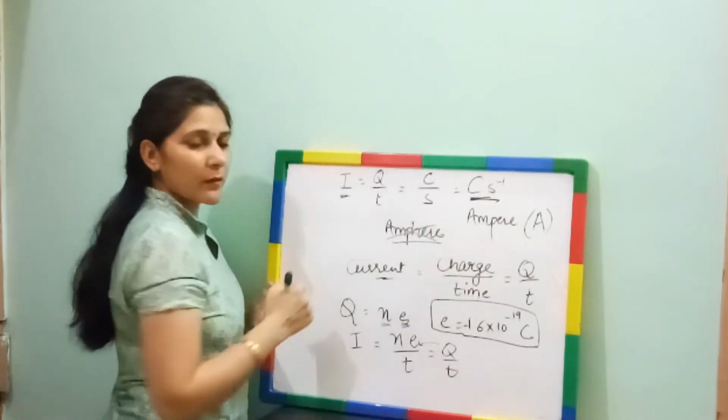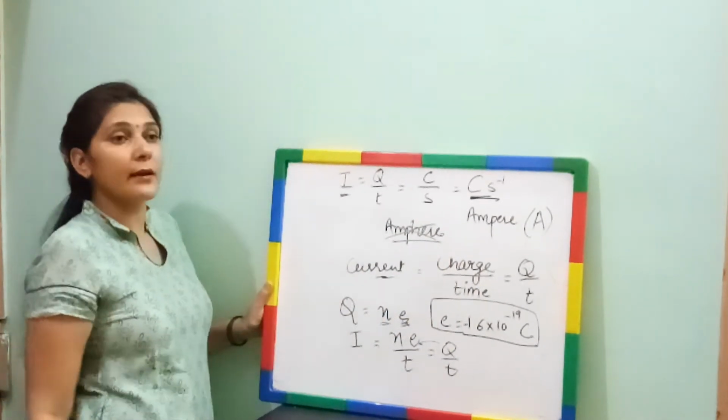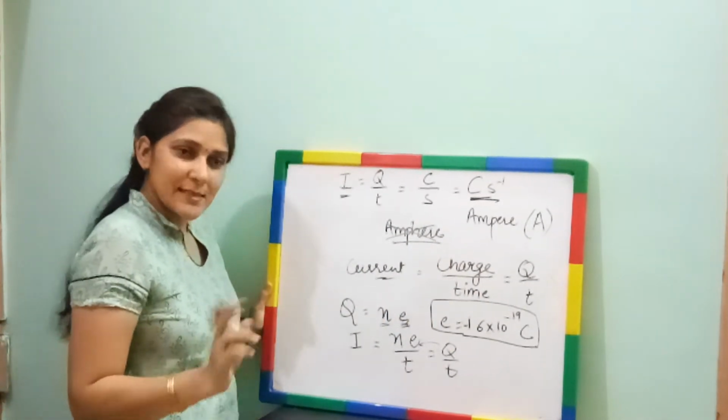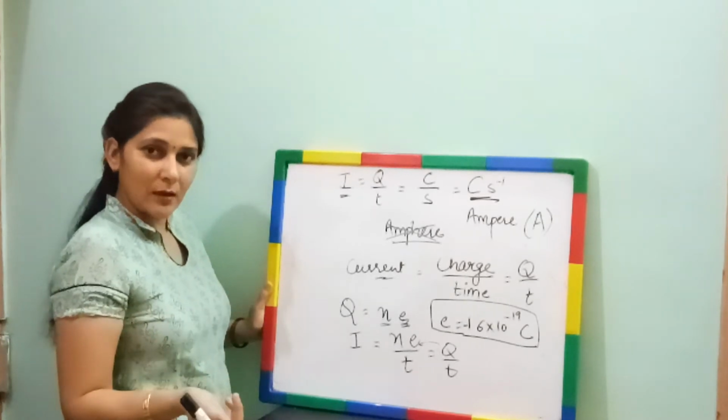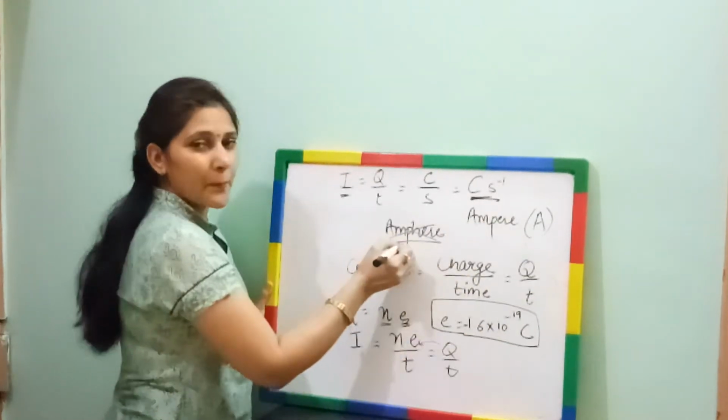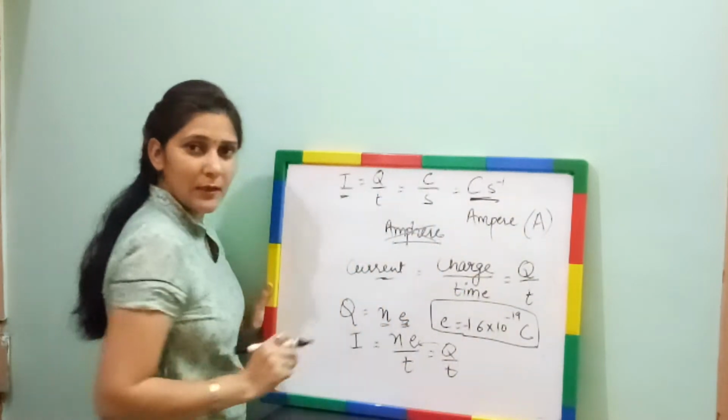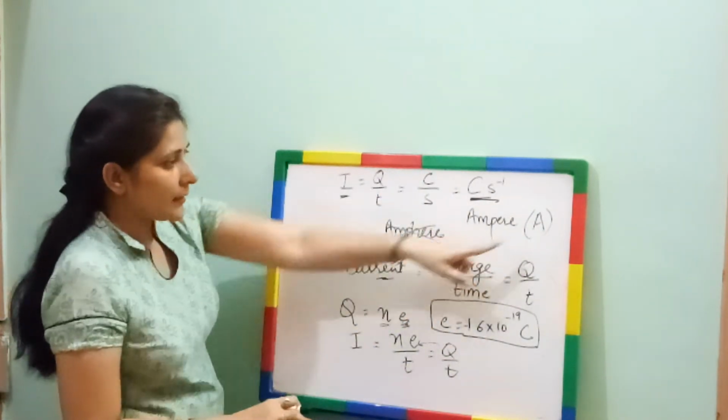This is the wrong spelling, because whenever a question is related to your SI units, spellings will be taken care of. So this is ampere. It is denoted by capital A. So the SI unit for current is ampere.